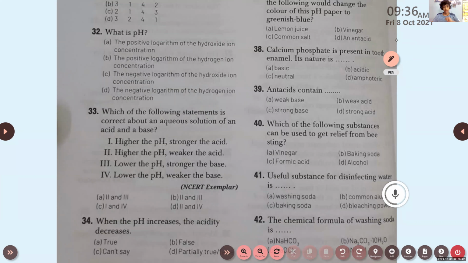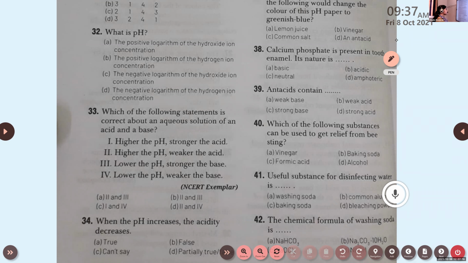The following statement is correct about the aqueous solution of an acid and a base. 1. Higher the pH, stronger the acid. 2. Higher the pH, weaker the acid. 3. Lower the pH, stronger the base. 4. Lower the pH, weaker the base. Option A, 2 and 3. Option B, 2 and 4. Option C, 1 and 4. Option D, 2 and 4.